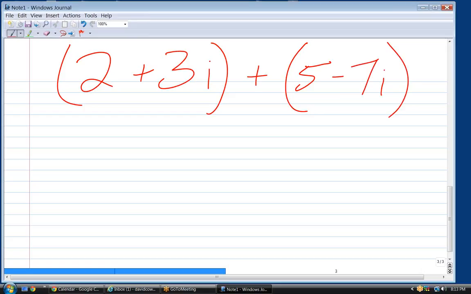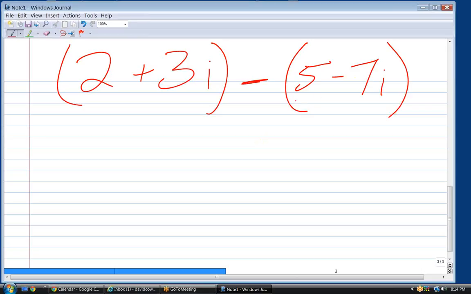The solution is going to be the 2 and the 5, so 7 and negative 4i. 7 minus 4i is the solution. If I am subtracting complex numbers, I'm going to subtract parts. What's that solution? In this case, would you distribute the minus into the right side? Is that what you do? Well, the way I prefer to think about it is let's do 2 minus 5, and then let's do 3i minus a minus 7i.